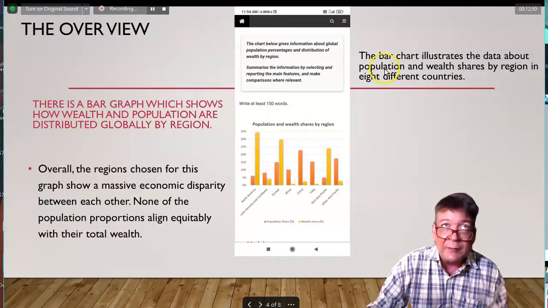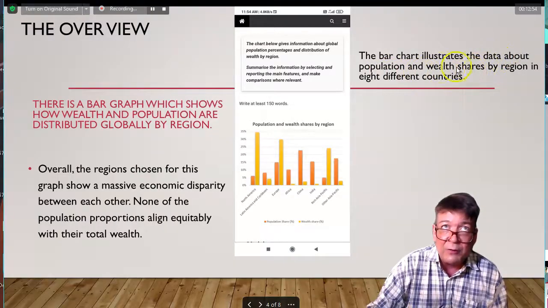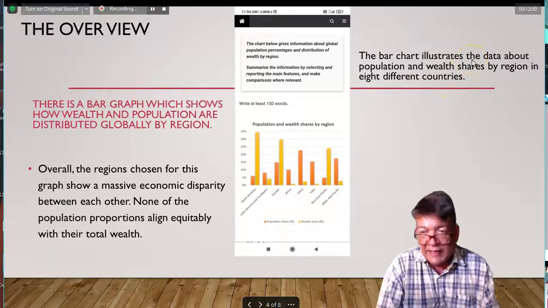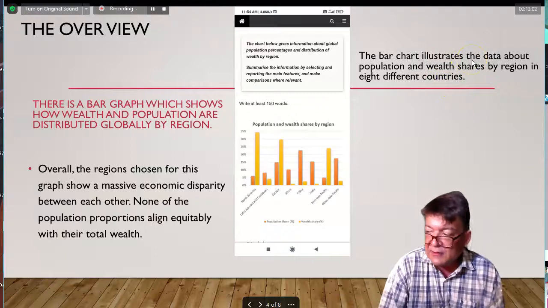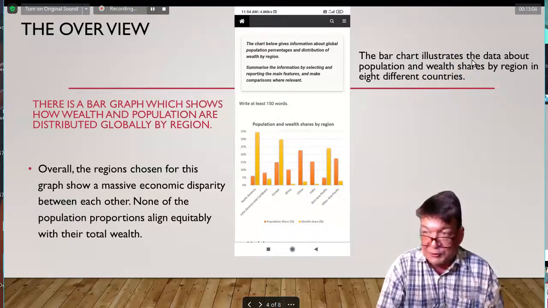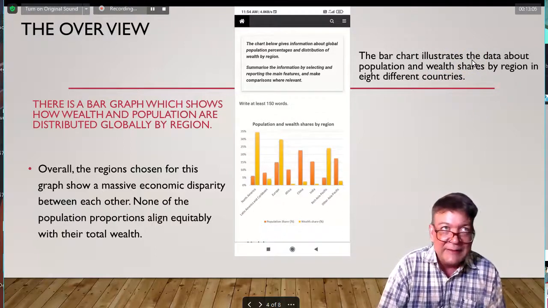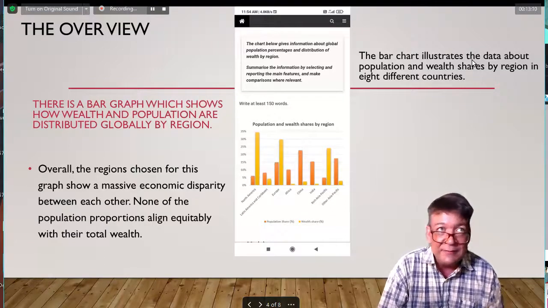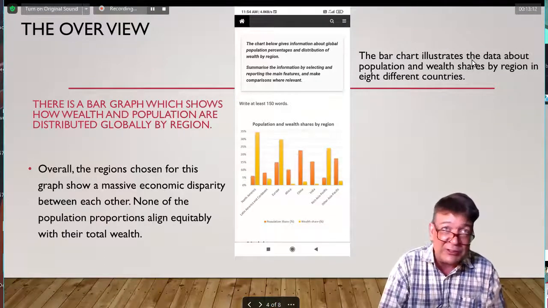Okay, what did you write? The bar chart illustrates the data about population and wealth shares by region in 8 different countries. Now, a country is a nation. It has a government. You know what a country is. I don't have to explain what a country is. Okay, is other Asia Pacific a country? Is Africa a country?